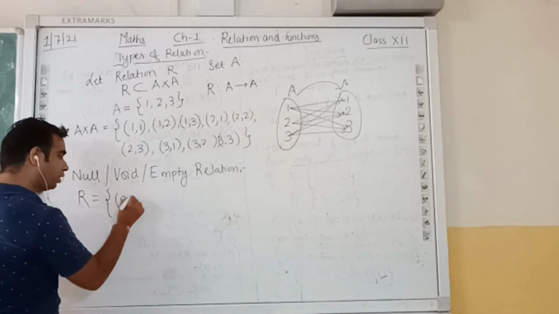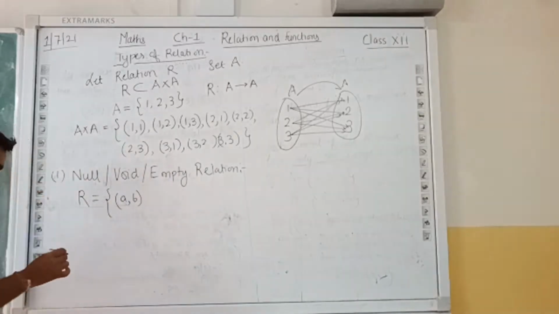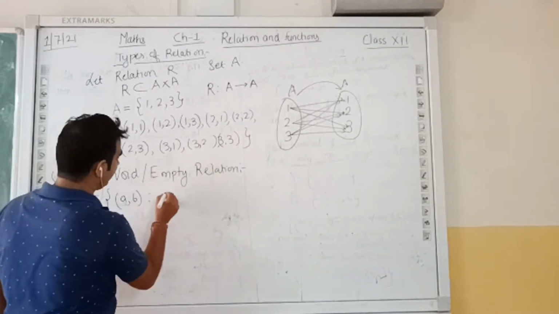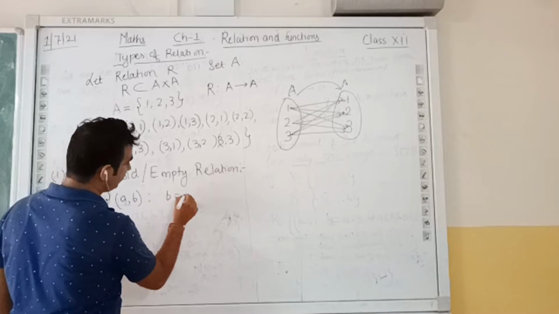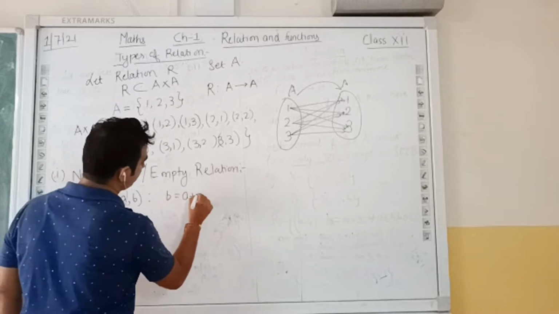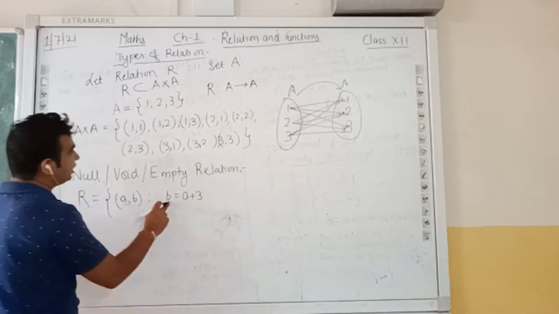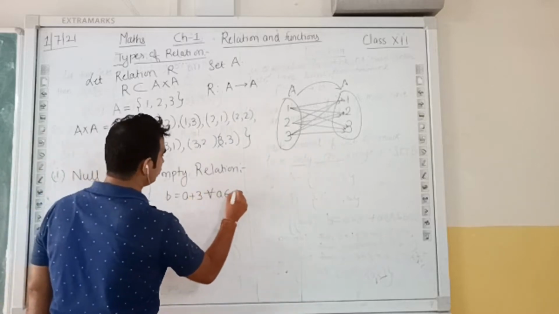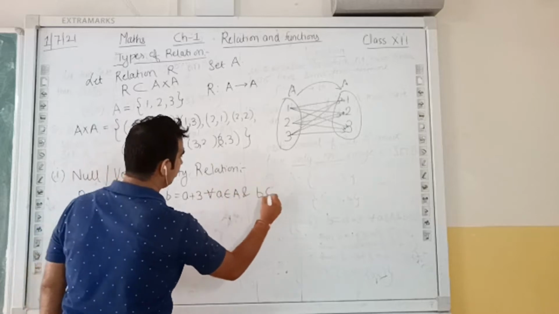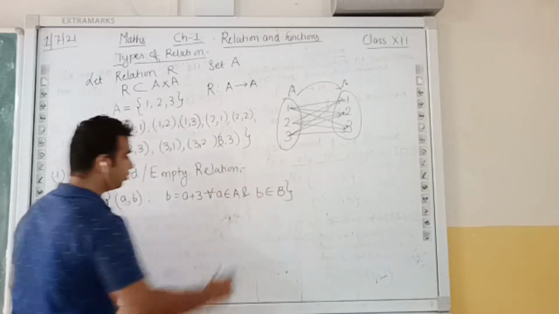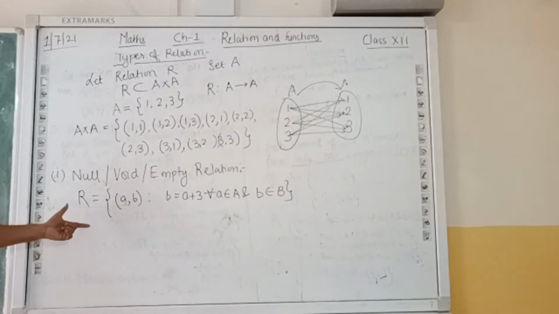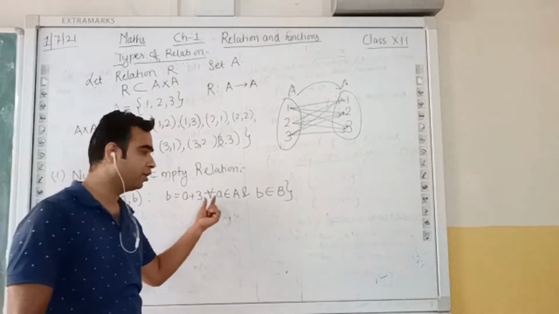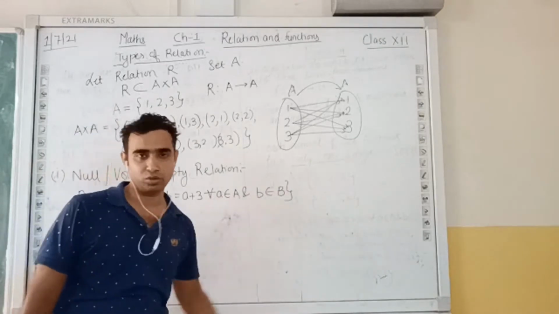Suppose here I make a relation R, where R is a relation in which A comma B are the ordered pairs such that B is equal to A plus 3, where A belongs to set A and B belongs to set B. Okay. If I make a relation, I write here the relation R, A comma B ordered pair such that B is equal to A plus 3, where A belongs to set A and B belongs to set B.